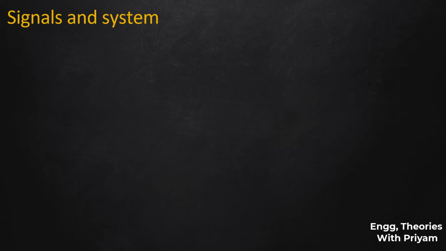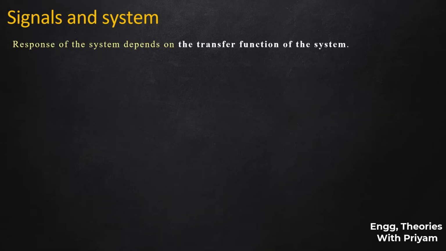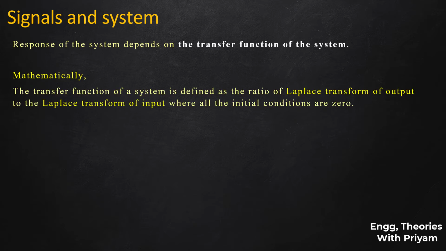Now, the response of the system. The response of the system depends on the transfer function of the system. The transfer function of the system represents the relationship between the output signal of a system and the input signal for all the possible input values. Mathematically, the transfer function of a system is defined as the ratio of the Laplace transform of the output to the Laplace transform of the input, where all the initial conditions are 0.